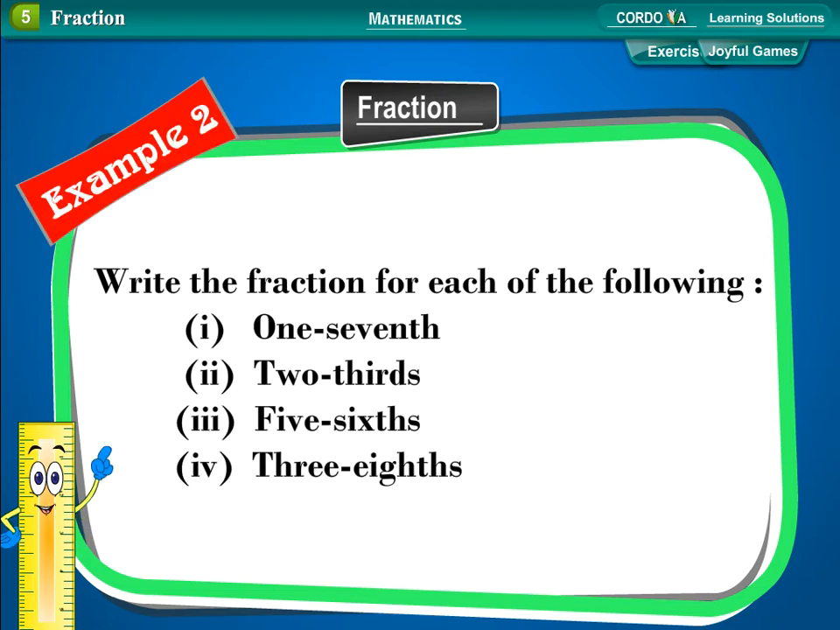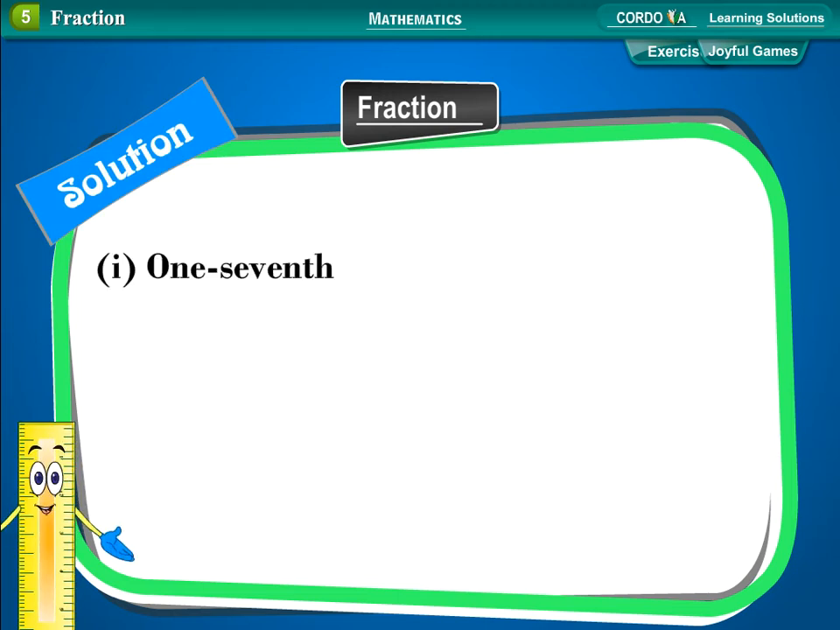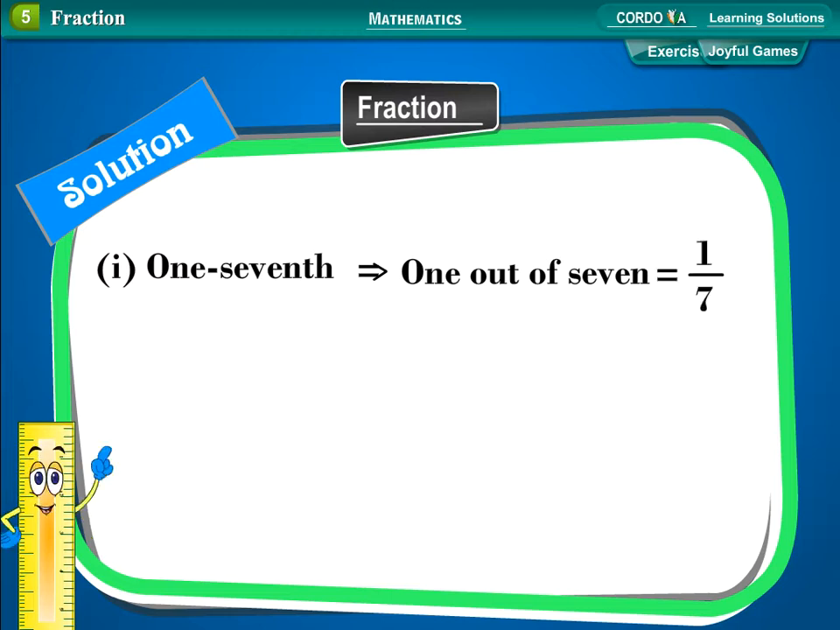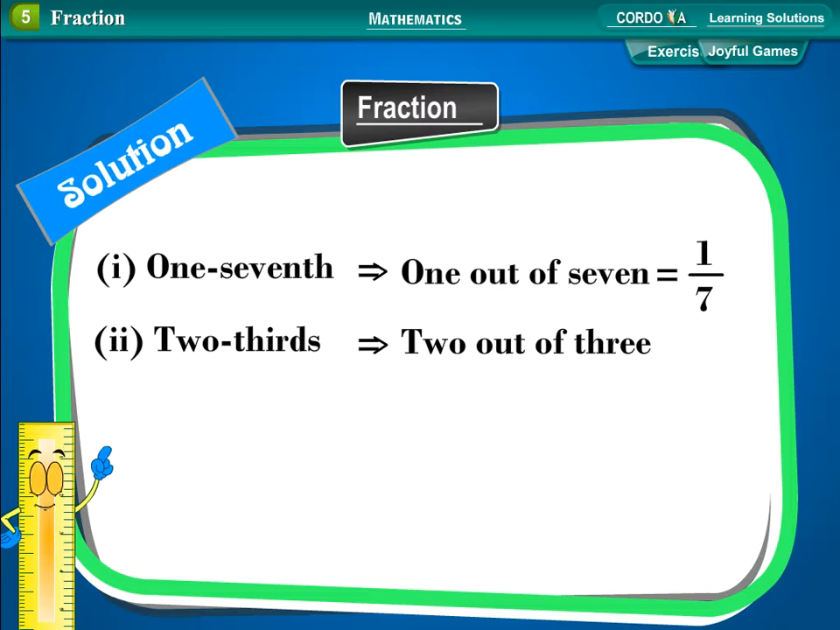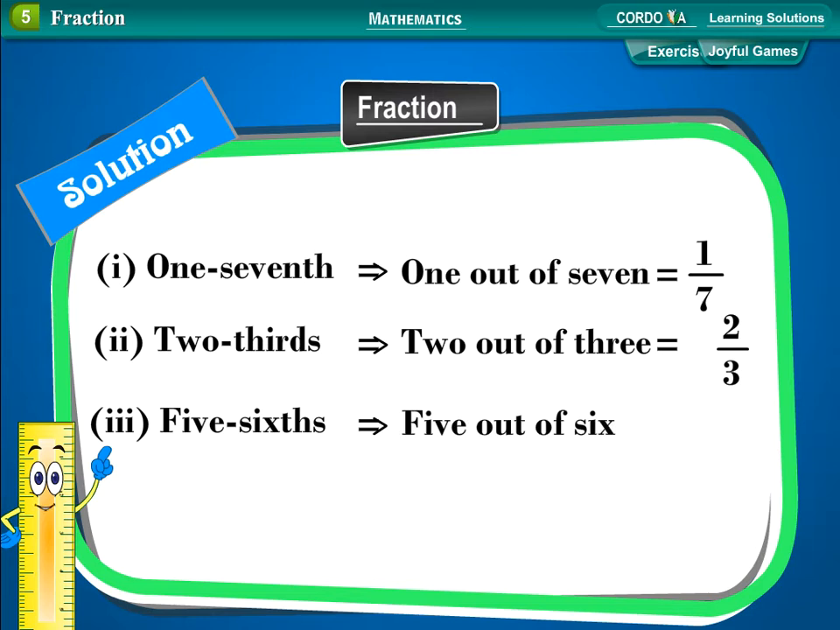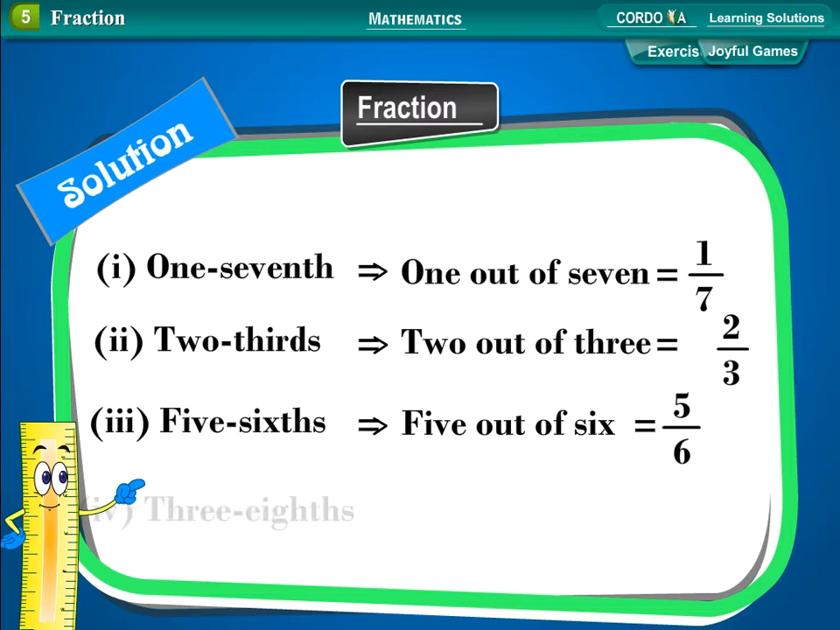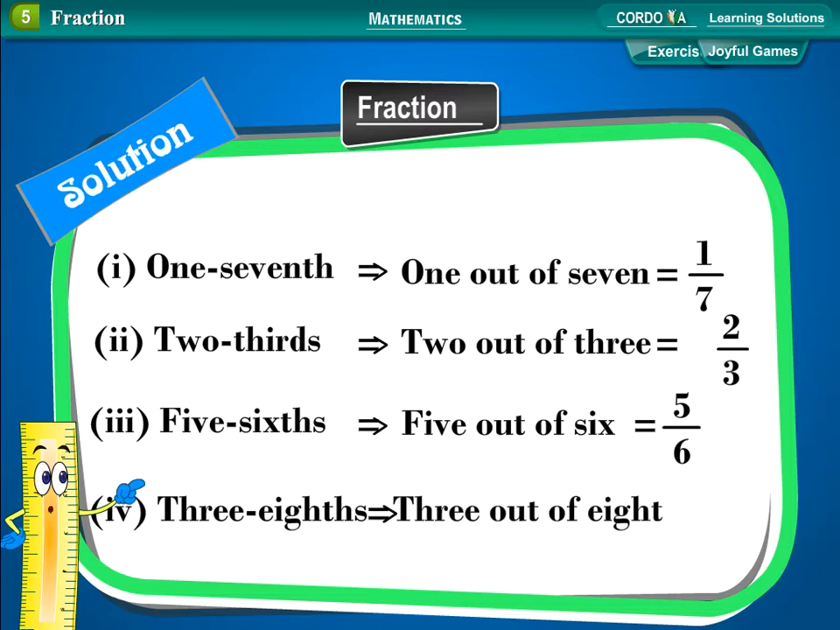Example 2. Write the fraction for each of the following: 1/7, 2/3, 5/6, 3/8. Solution. 1/7. This implies 1 out of 7, which is equal to 1/7. 2/3. This implies 2 out of 3, which is equal to 2/3. 5/6. This implies 5 out of 6, which is equal to 5/6. 3/8. This implies 3 out of 8, which is equal to 3/8.